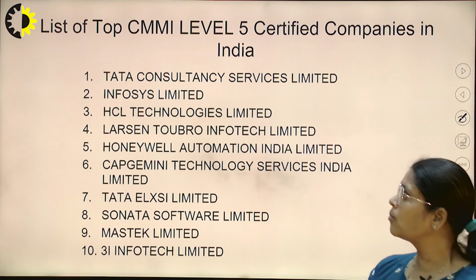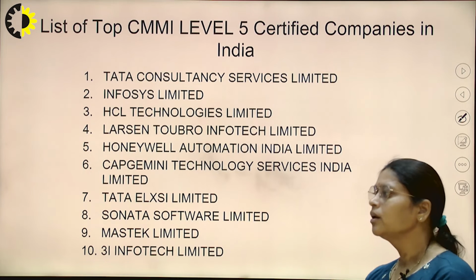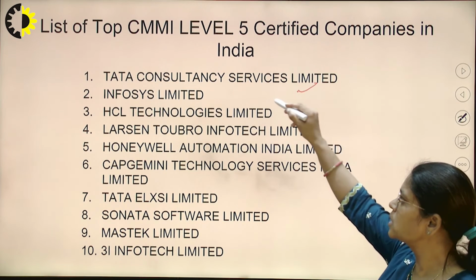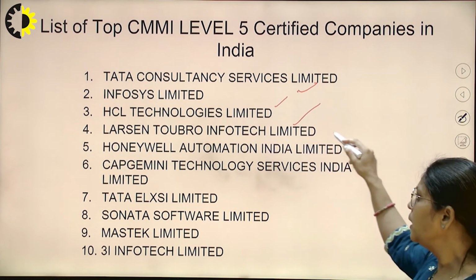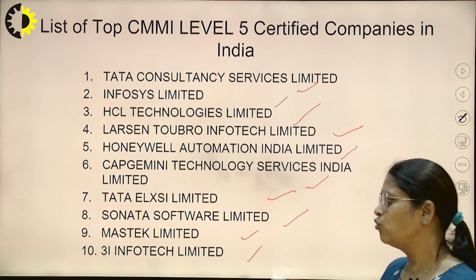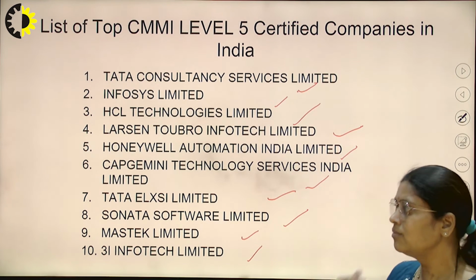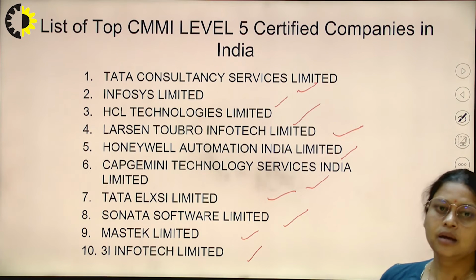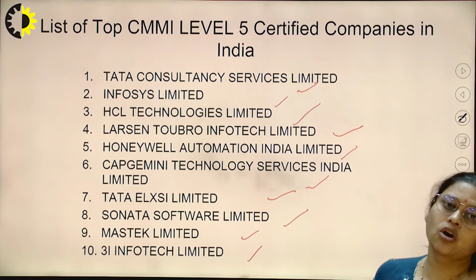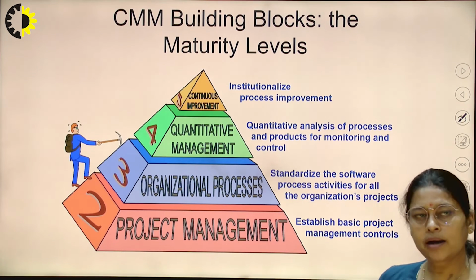So, if we are talking about the top 5 CMM level certified companies of India, these are some companies like Tata Consultancy, TCS, Infosys, HCL, L&T, Honeywell, Capgemini, Tata, Sonata, Mastech, Infotech. These are various Indian companies. They are CMM level 5 certified companies, and we can see the culture of the company also. So, this is a building block of maturity levels of CMM level.